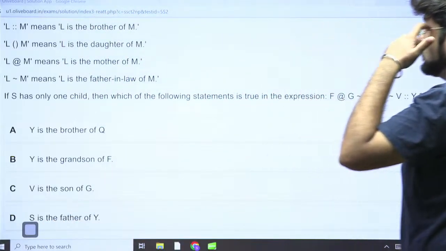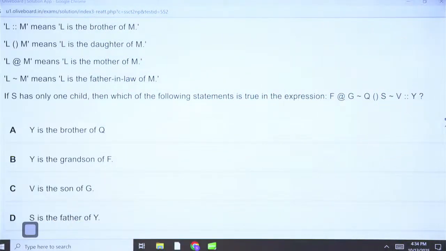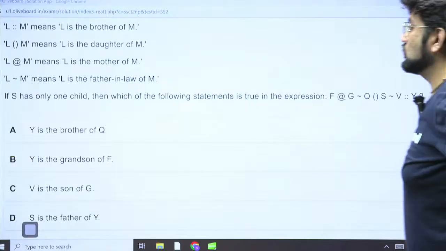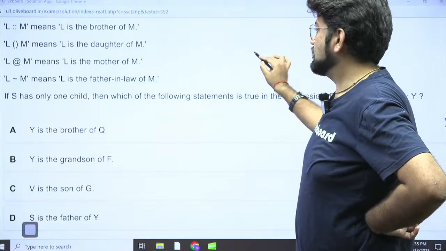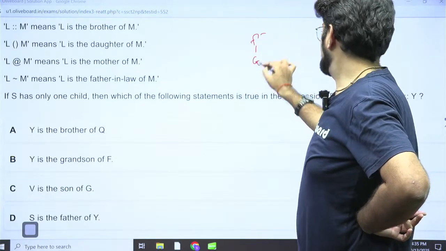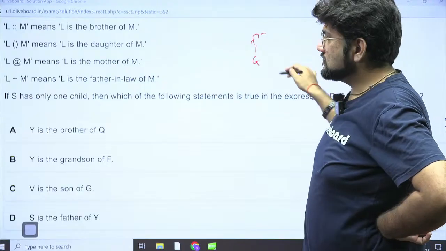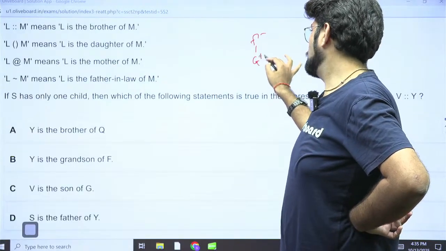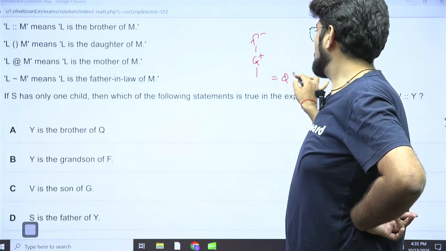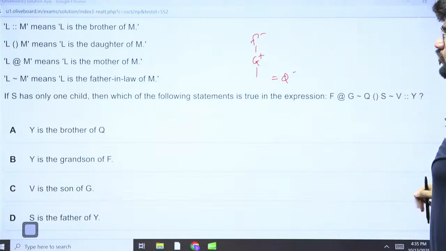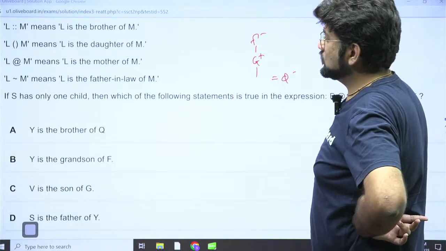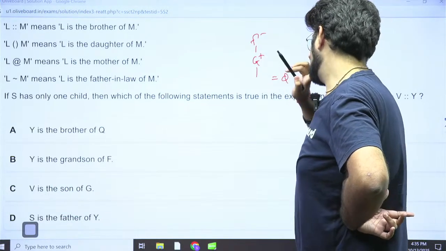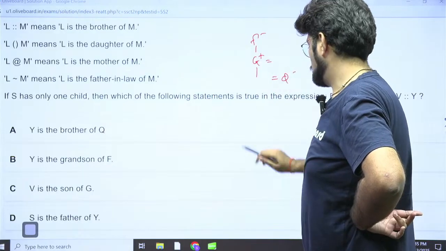If S has only one child, then which of the following statements is true in the expression? Okay. Let's first decode this. So F@G means F is the mother of G. Perfect. G is the father-in-law of Q. Q bracket S means Q is the daughter of S. That means S. Oh no, sorry.